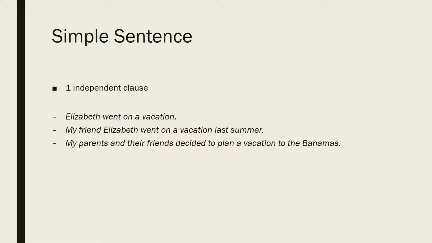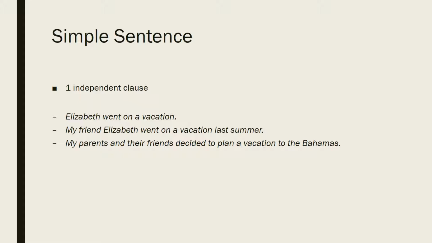But I want you to be careful because sometimes simple sentences look a little more complex than they are when actually they still only have one subject and one verb. It may be a compound subject or a compound verb with a participle, but it's still a simple sentence because the extra information is included in phrases rather than clauses. That's like the second two examples I have here. The second one, my friend Elizabeth went on a vacation last summer. This is the same sentence as the first. I've just added extra information, my friend and last summer. But again, it's still a simple sentence.